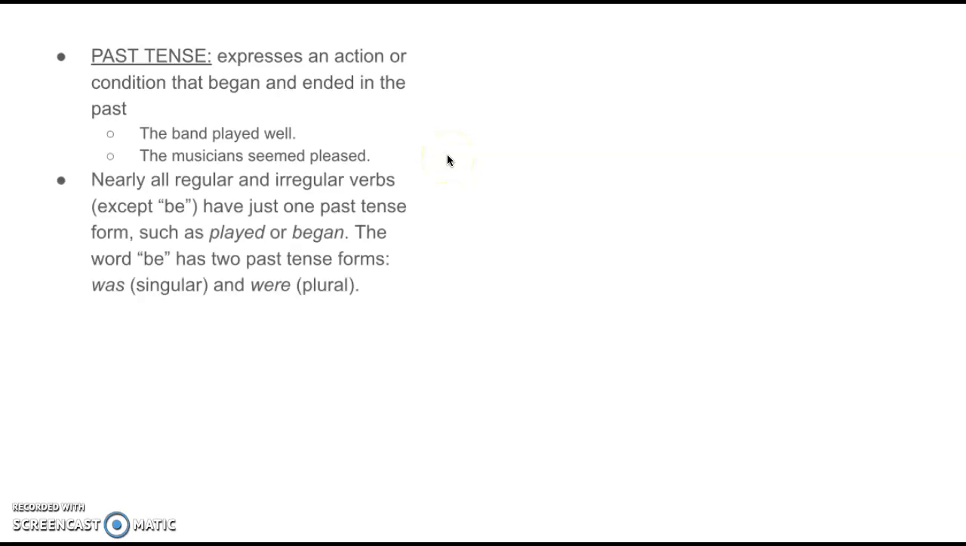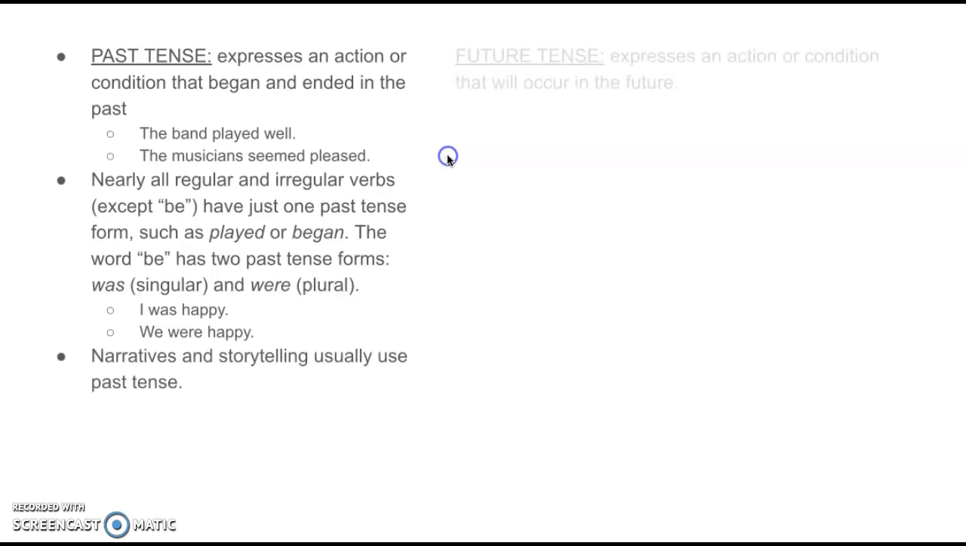Nearly all regular and irregular verbs, except the verb be, have just one past tense form, like played or began. But the word be has 2 past tense forms, was and were. I was happy, and we were happy. Narratives and storytelling usually use past tense.